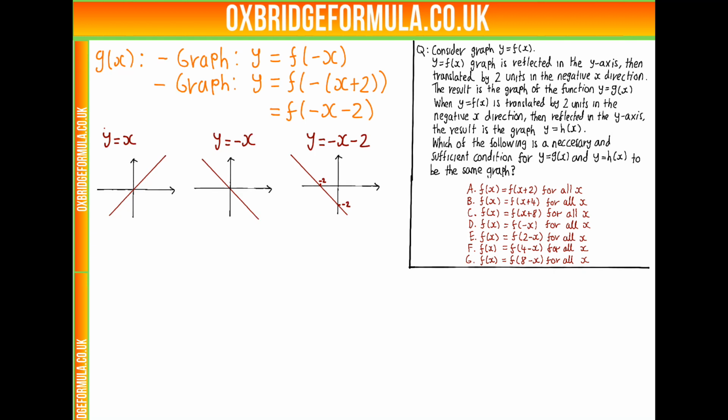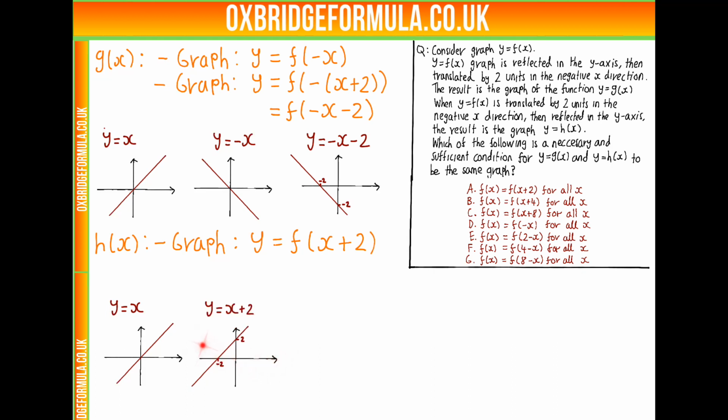We now do exactly the same for h of x. So h of x, of y equals x, drawn again. Firstly, we translate 2 units in the negative x direction, so y equals f of x plus 2. And what would this graph look like? Well, we just translate 2 units to the left, so we get this because the 0 moves to minus 2.